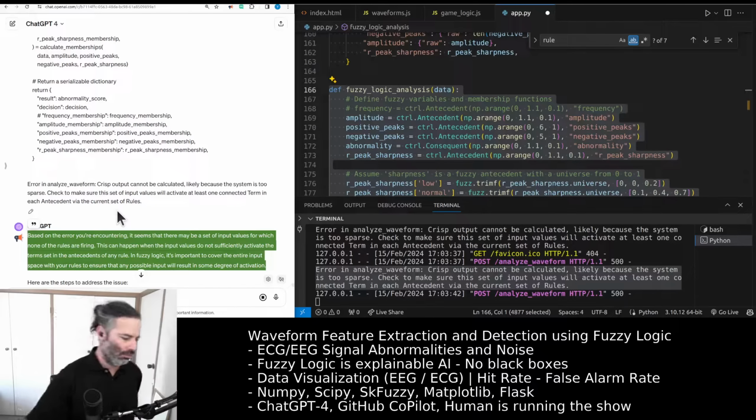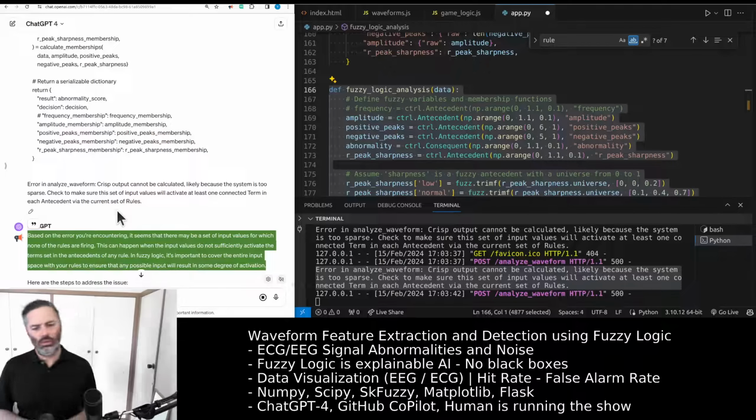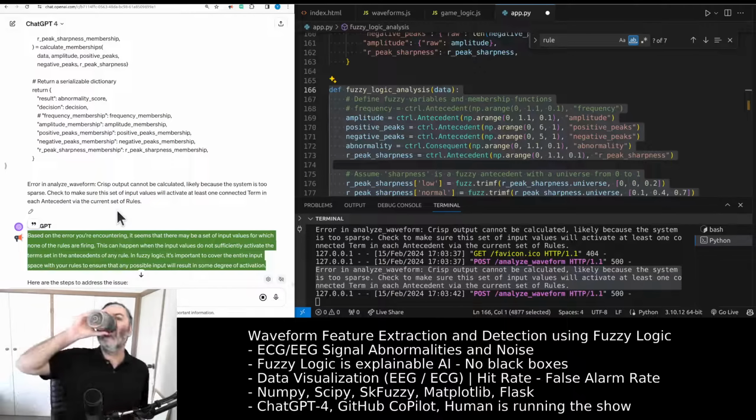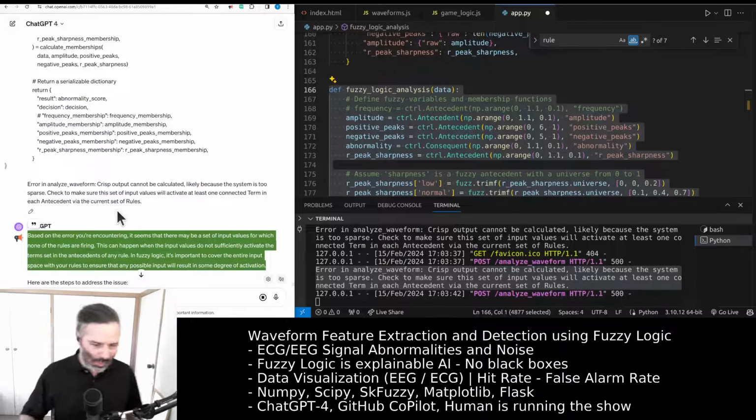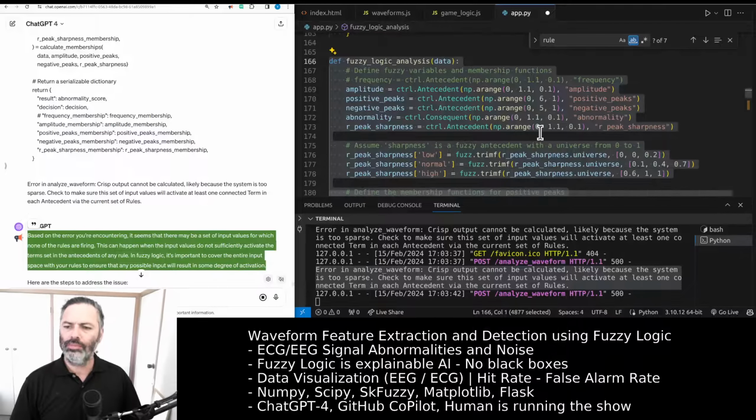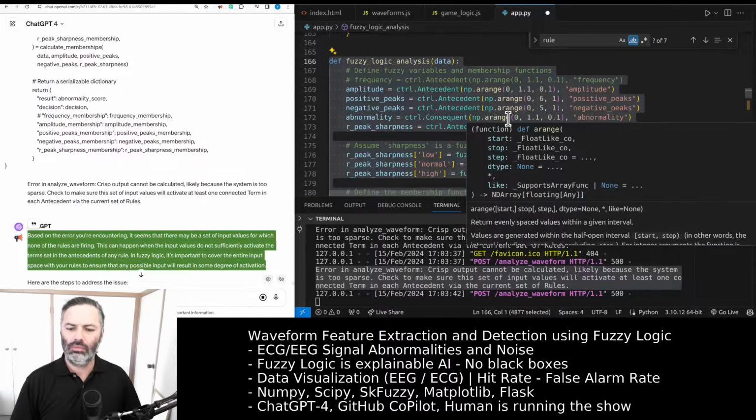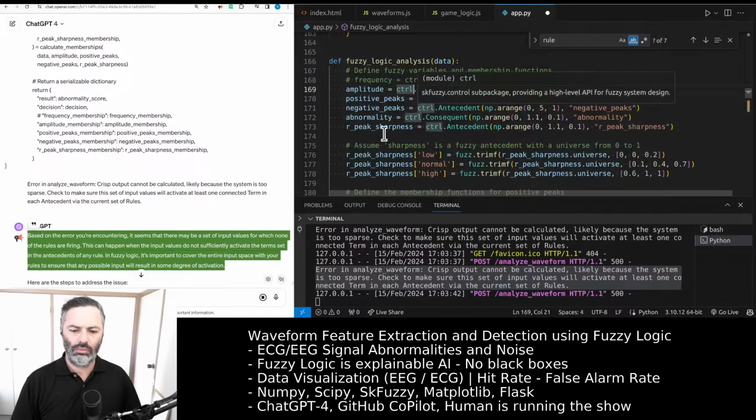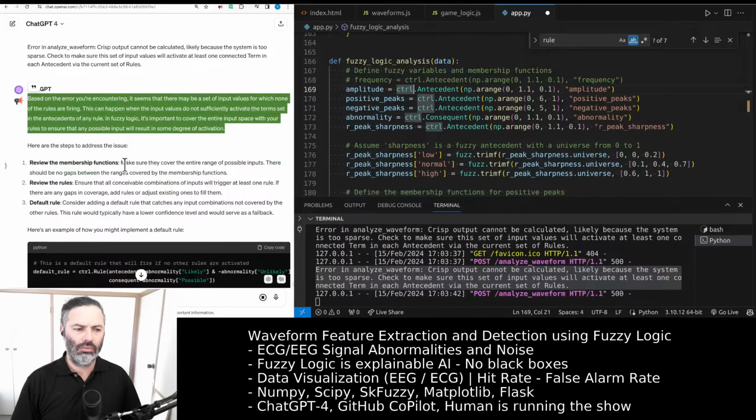Based on the error you're encountering, it seems that there may be a set of input values for which none of the rules are firing. This can happen when the input values do not sufficiently activate the terms set in the antecedents of any rule. In fuzzy logic, it's important to cover the entire input space with your rules to ensure that any possible input will result in some degree of activation.